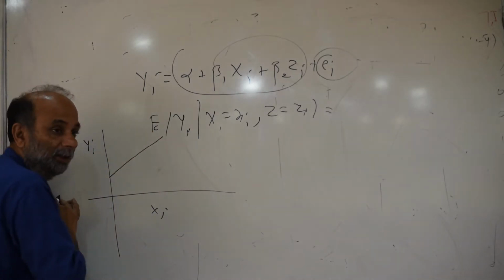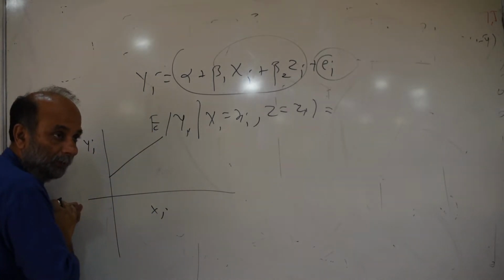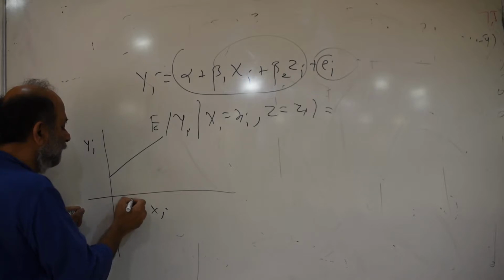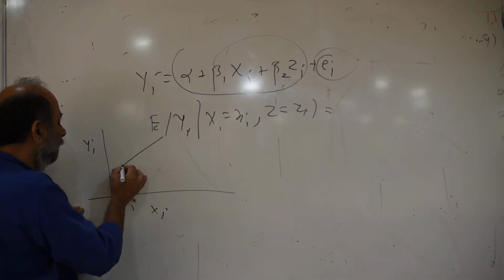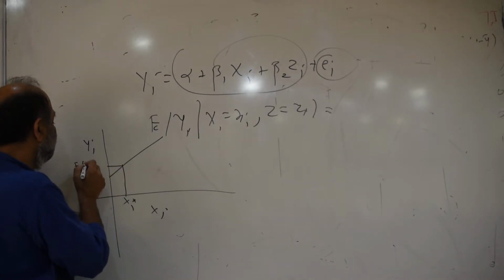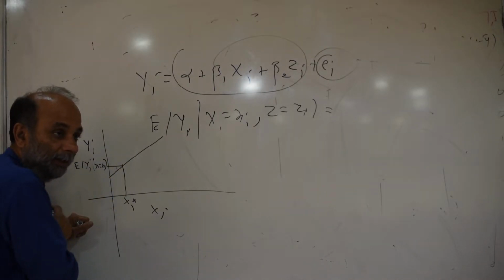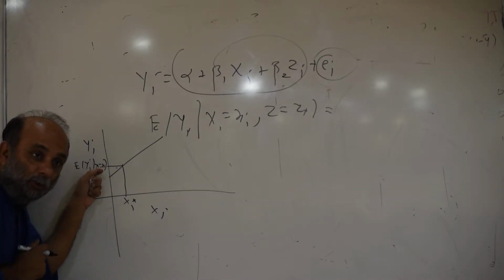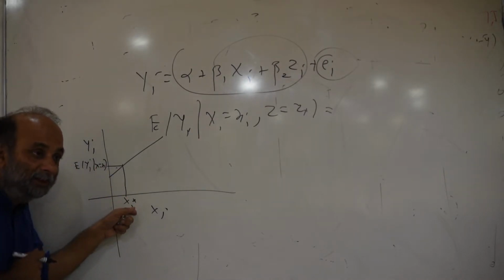This is the conditional mean function. So if this is a household which has income equal to x star, it says the conditional mean of yi given x equal to x star is given by this line. That is, the average financial assets holding for households which have income equal to x star will be given by this line.